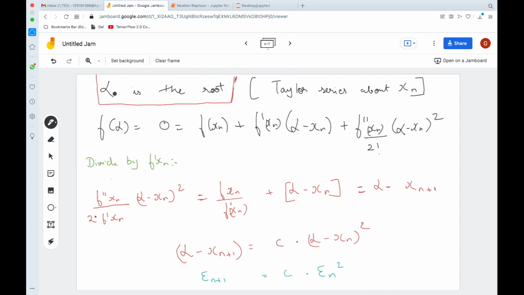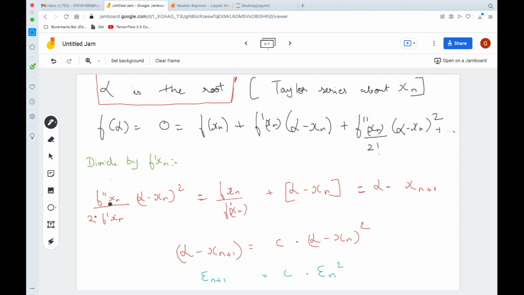Since we know alpha is the root, what I'm doing here is expanding the equation about x n. So f of alpha, which is 0, is equal to f of x n plus f dash x n into alpha minus x n plus f double dash of x n by 2 factorial into alpha minus x n whole square, and so on, but I'm taking it only till here. The series goes on, and I'm dividing the equation by f dash x n.